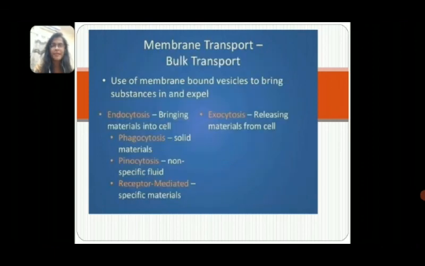Coming to the very last part of the slide, bulk transport. Here we'll be describing the vesicular transport. Two types, endocytosis and exocytosis. Endocytosis means bringing materials into the cell. Three types are there: phagocytosis, solid materials; pinocytosis means non-specific fluid; receptor-mediated means specific materials are present.